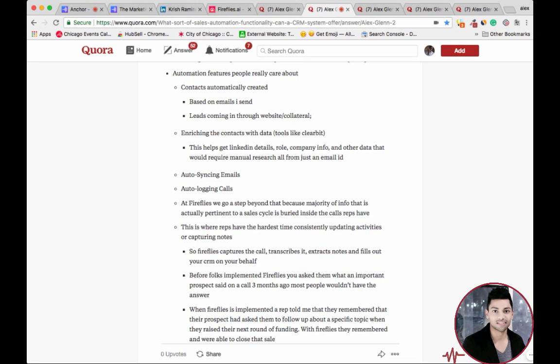And a lot of people didn't do it because they felt like they could keep everything in the back of their minds. And when Fireflies is implemented, a rep told me that they remembered that their prospect had asked them to follow up about a specific topic when they raised their next round of funding, and this was from 6 months ago. And because of Fireflies being able to capture all that information, having it in their CRM, they're able to go nurture and close that lead into a sale.